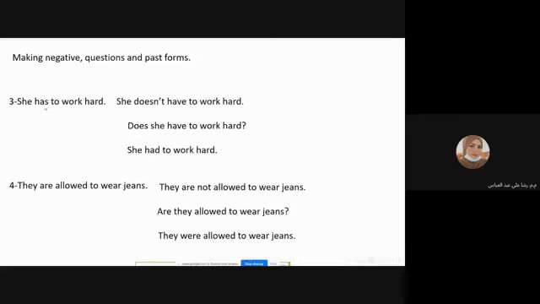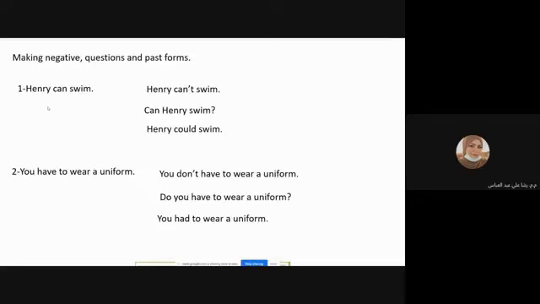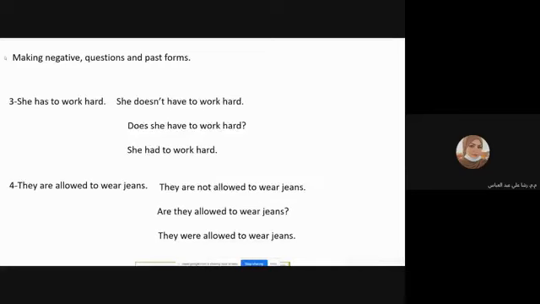Another modal: has to. For the negative we use doesn't. She doesn't have to work hard. In a question, does she have to work hard? And in the past we say she had to work hard. We use had to as a past form for has to and have to. Notice that we used had to as the past of have to and also has to, and they mean obligation in the past.